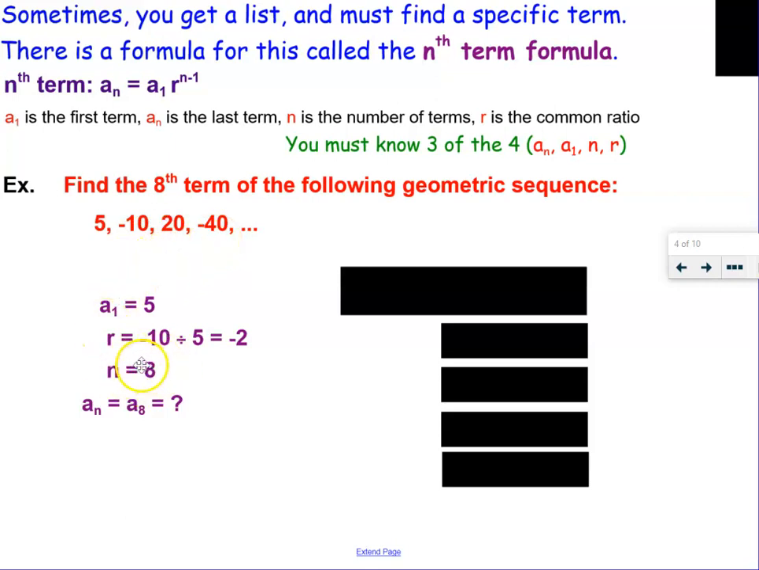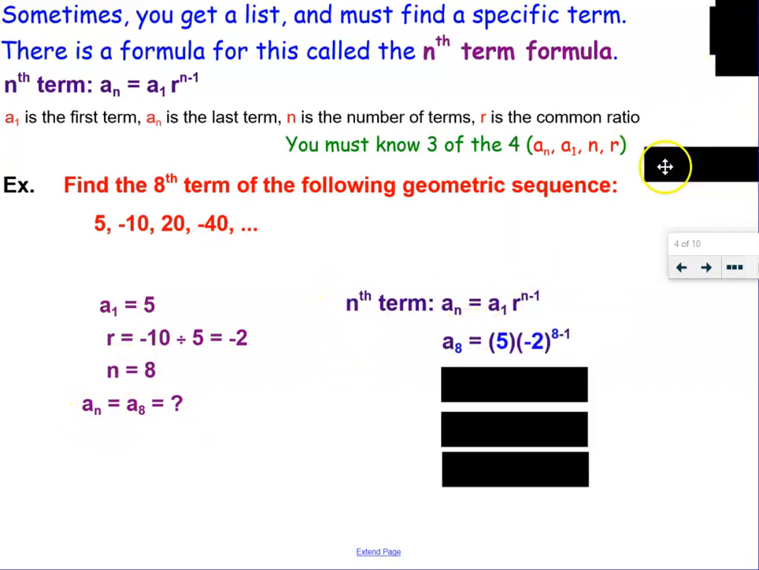They want the 8th term, so n is 8. We don't know what that is yet, so I'm going to fill in the formula. So a sub n is really a sub 8. The first term is 5. R is -2, and our exponent is n minus 1, which is 8 minus 1. You can type it in the calculator and you'll get the answer right away.